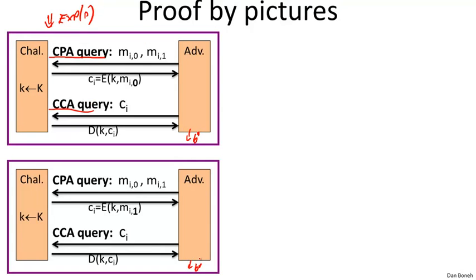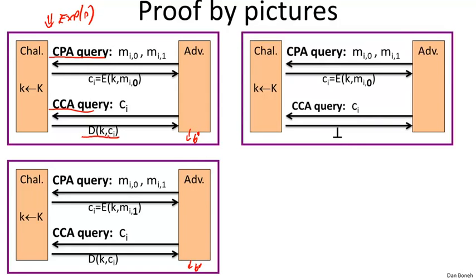Okay, so the way we're going to do it is the following. First of all, we're going to change the challenger a little bit so that instead of actually outputting the decryption of CCA queries, the challenger is just going to always output bottom. So every time the adversary submits a CCA query, the challenger says bottom. And I claim that these two games are in fact indistinguishable.